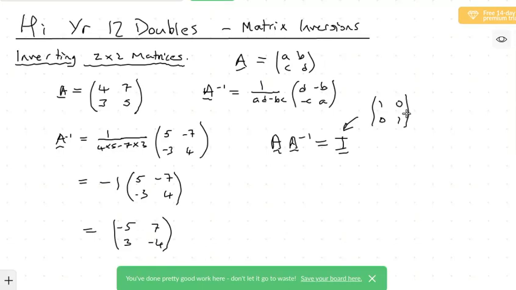Now, what we also have is A times its inverse equals I. So this is a bit like the reciprocal function, I guess, in multiplication. 5 times a fifth is 1. 7 times a seventh is 1. So you can almost think of an inverse matrix as like the reciprocal of the matrix. Now, let's see if that genuinely works for our A and our inverse A.